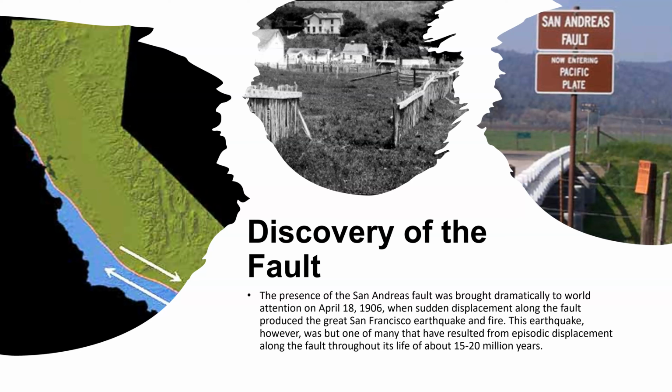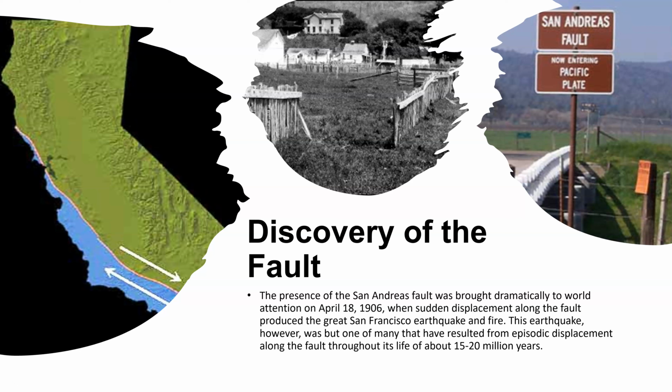This fault has about a 100-year recurrence interval on it, so there's a massive earthquake approximately every 100 years or so. And this earthquake was one of the many that resulted from episodic displacement along the fault throughout its life of about 15 to 20 million years. So this fault isn't super old, but not a lot was known about it.